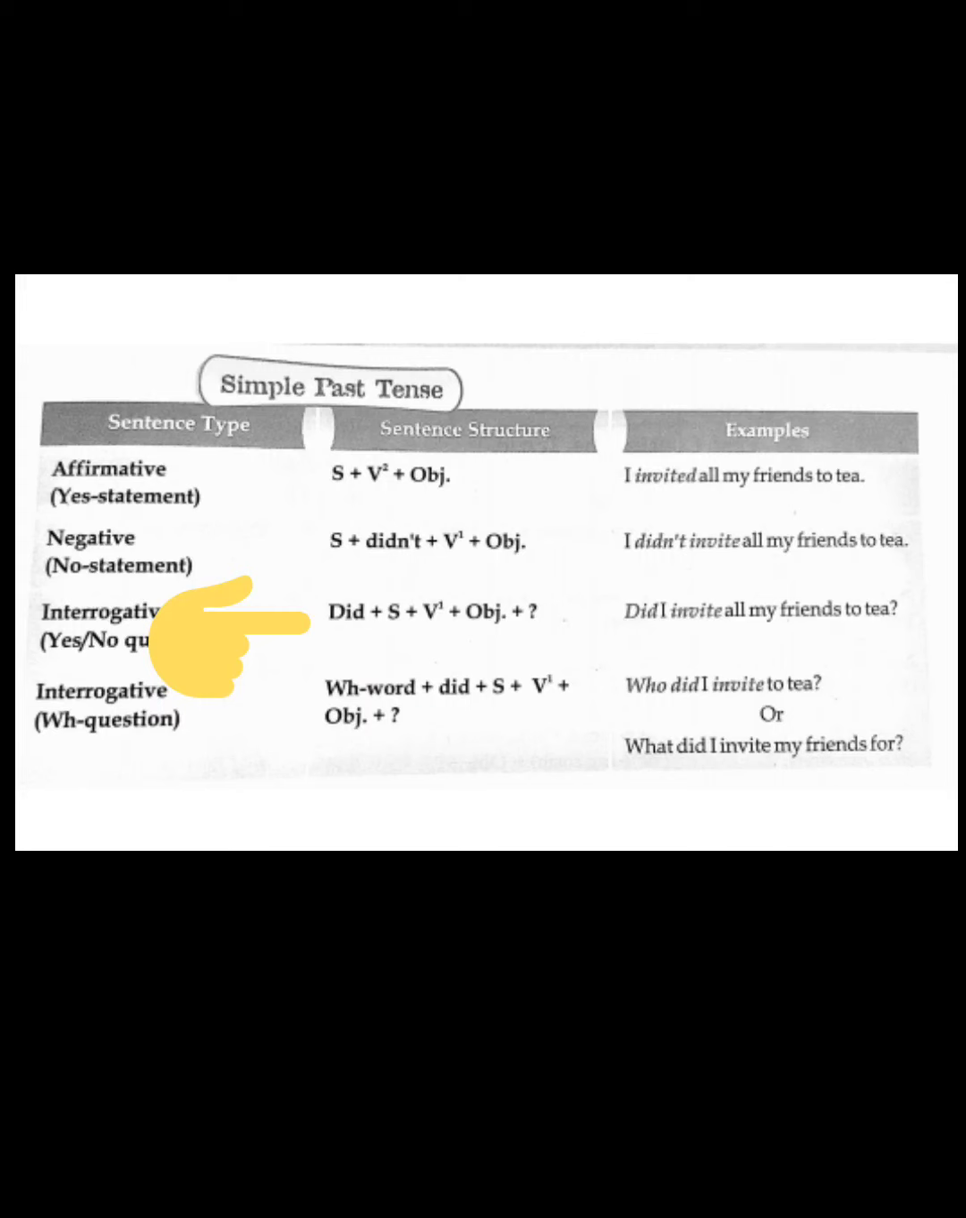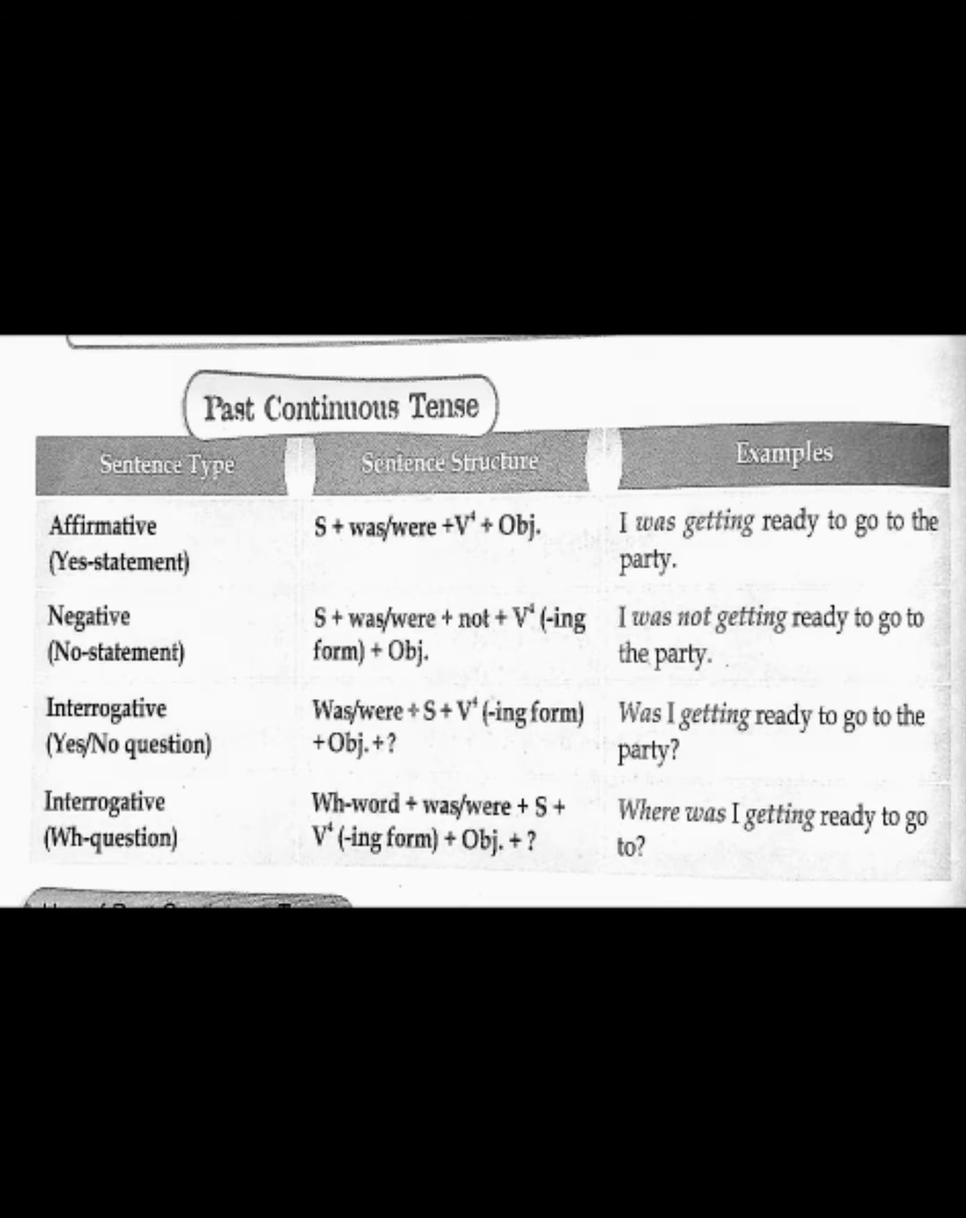Now, let's move to the next one. That will be past continuous. So, let's see what happens in past continuous tense. In past continuous tense, in affirmative case, my structure will be subject plus was/were plus verb fourth form plus object. So students, what is my verb fourth form? Verb fourth form is V1 plus ing. Okay. So let's see the example.